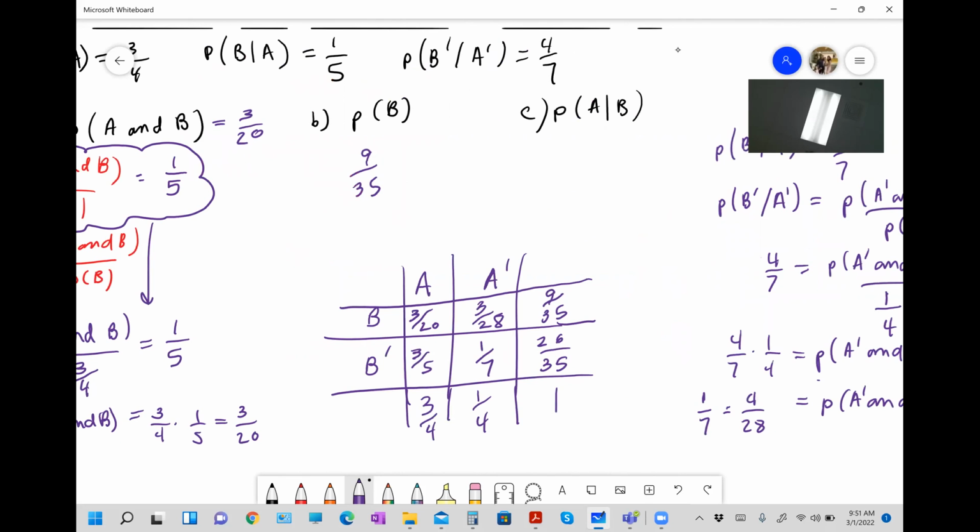Now, the last is probability of A given B. So all you do is the probability of A given B must equal the probability of A and B divided by the probability of B. So you have probability of A given B must equal 3 divided by 20 divided by 9 divided by 35. And so if I do that, and make sure I put parentheses in their place, because if not, it won't be happy. I got 7/12.